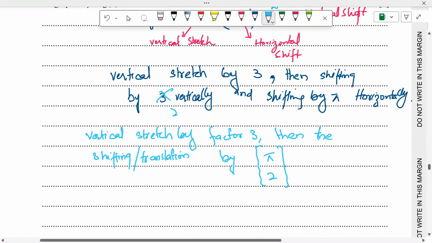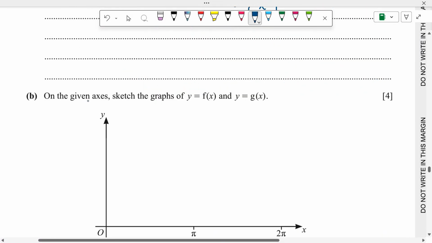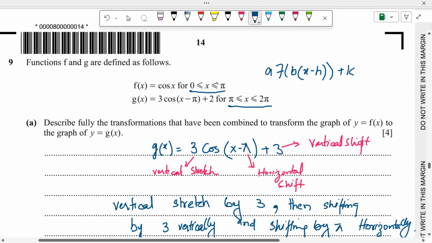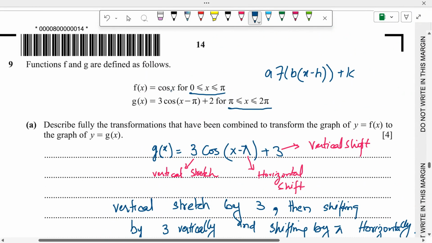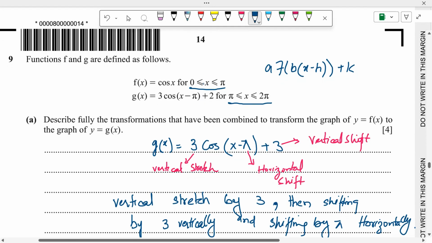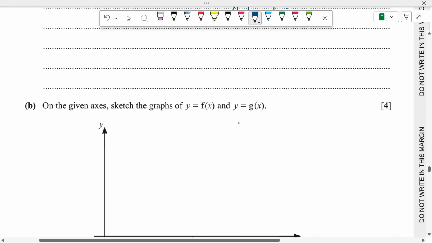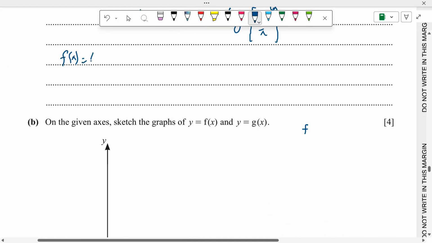Okay, let's move to part B. On the given axis, sketch the graph of y equals f of x and y equals g of x. We are given that f of x equals cos of x and the domain of x is from 0 to pi, that is, x less than or equal to pi and greater than or equal to 0.